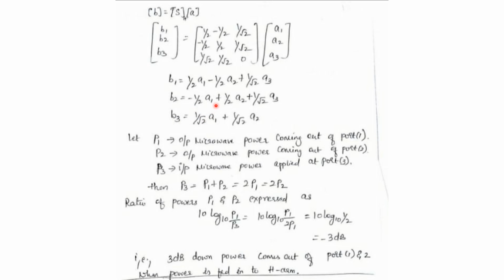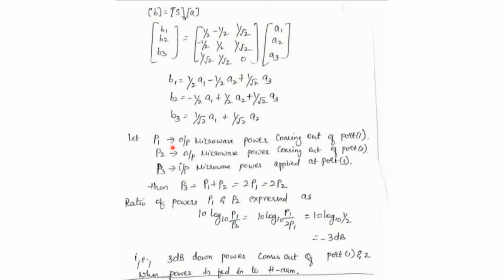minus 1 by 2 into A1 plus 1 by 2 into A2 plus 1 by root 2 into A3. Here, B3 is equal to multiplying the third row and the column: 1 by root 2 into A1 plus 1 by root 2 into A2 plus 0 into A3, which will become 0.